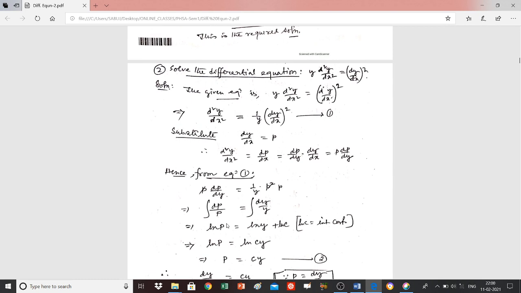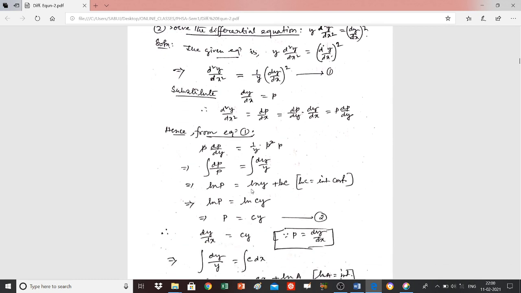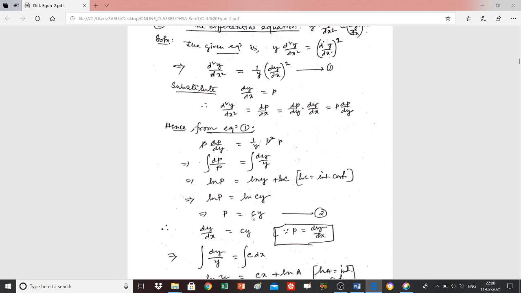Now integrate both sides of this equation. log p = log y + log c, where log c is another integrating constant. So log p = log cy, or p = cy. This is equation number 2.